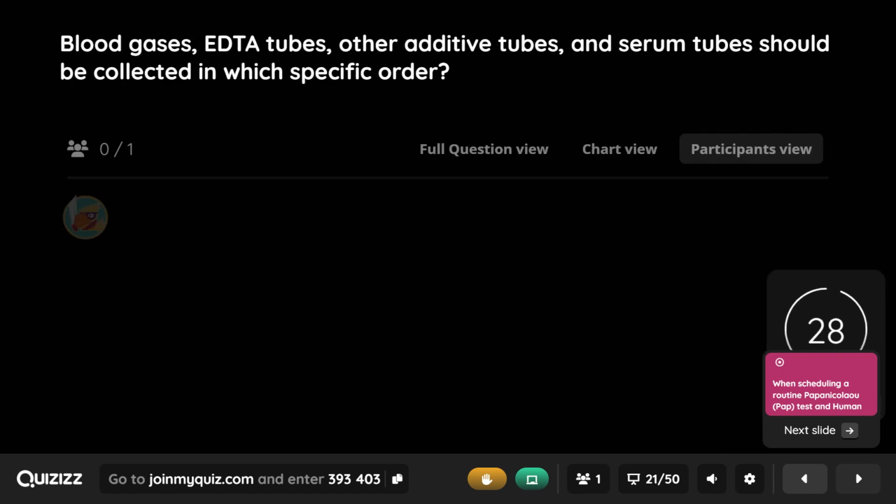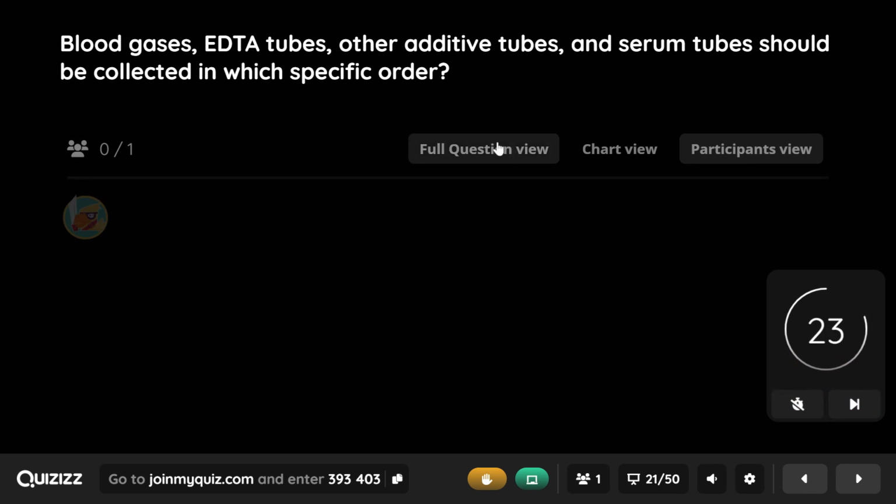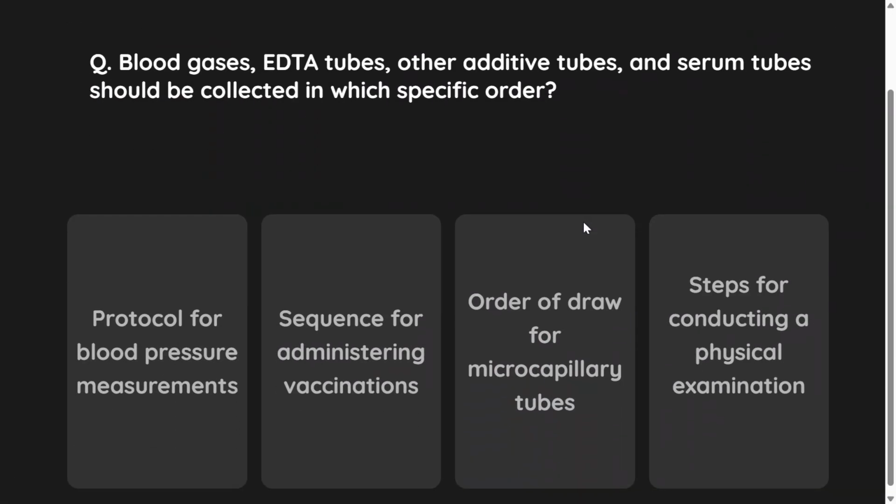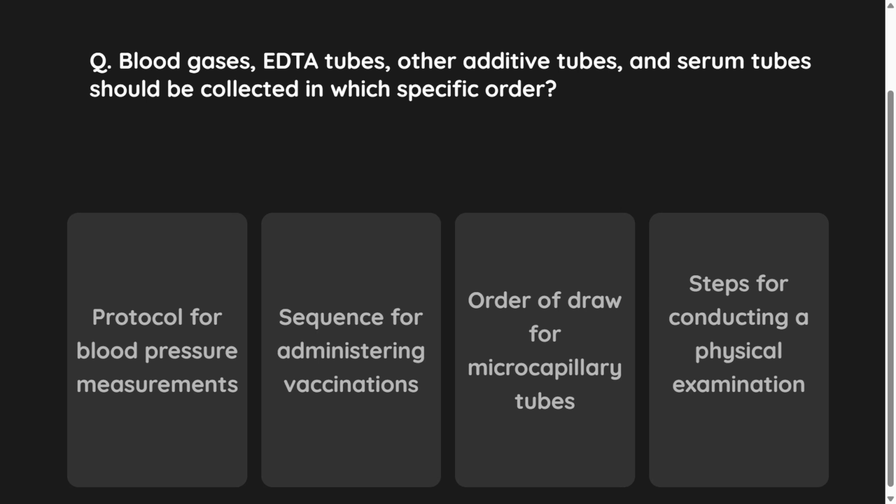Blood gases, EDTA tubes, other additive tubes, and serum tubes should be collected in what specific order? Is this protocol for blood pressure measurements, sequence for administering vaccinations, order of draw for microcapillary tubes, or steps for conducting a physical examination? So again, blood gases, EDTA tubes, other additive tubes, and serum tubes should be collected in which specific order?